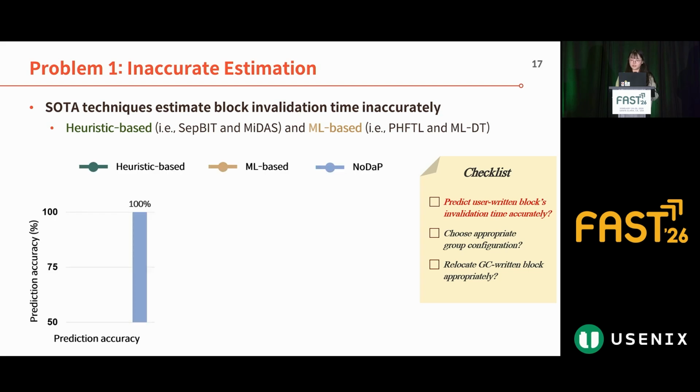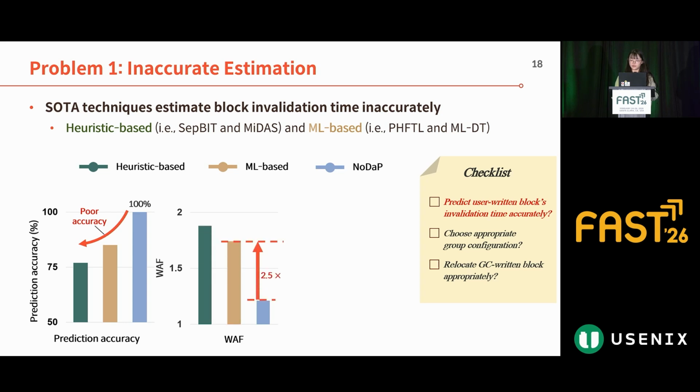By measuring the prediction accuracy of each approach, we found that both are much less accurate than NoDaP. And poor accuracy increases WAP, resulting in about 2.5 times higher WAP than NoDaP. This result shows that existing techniques fail to predict accurately.